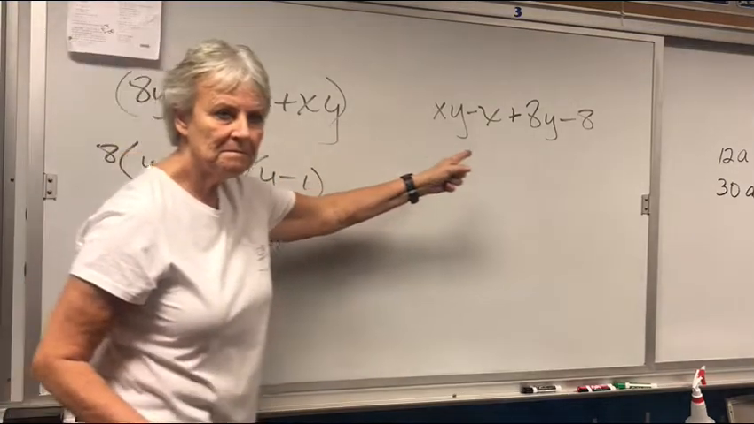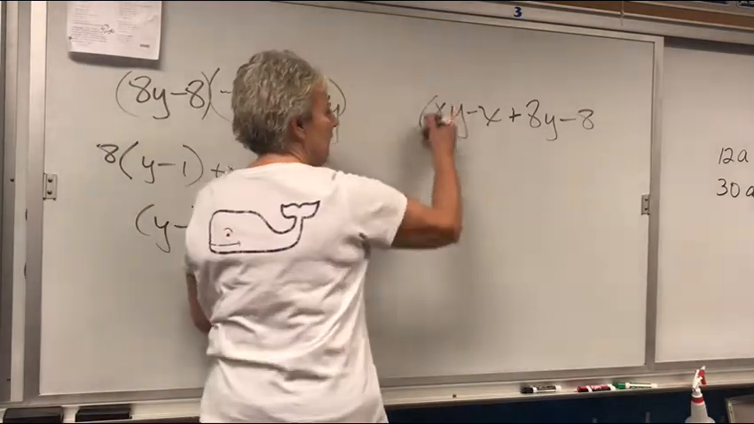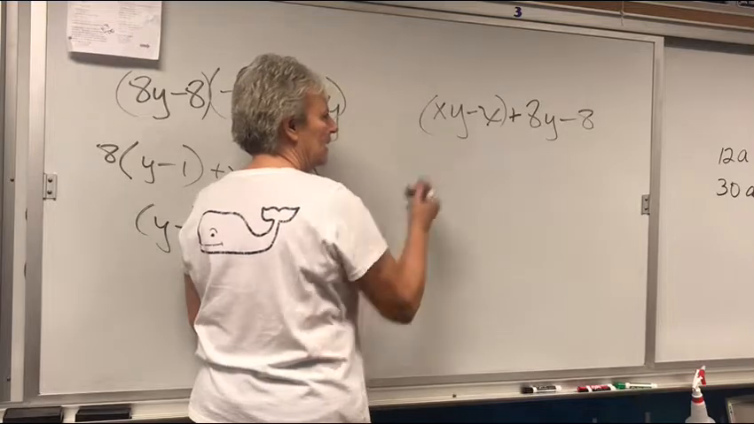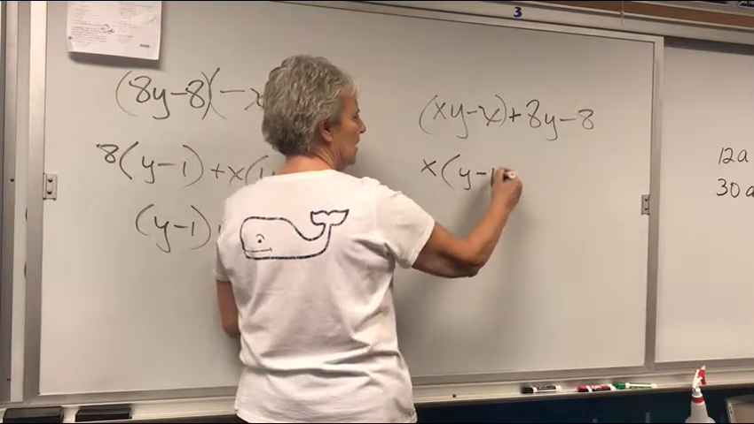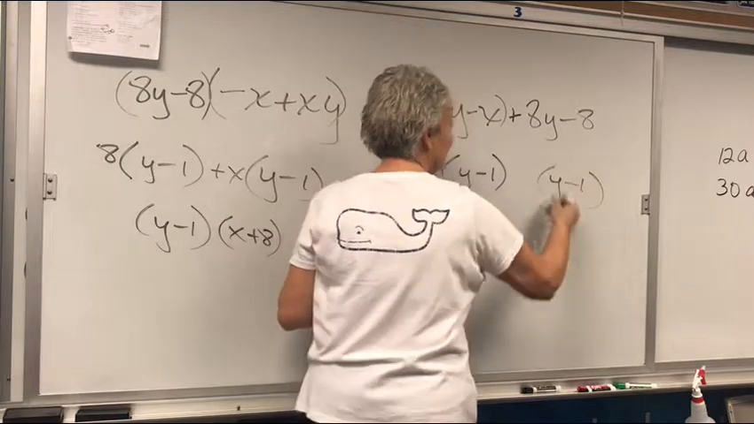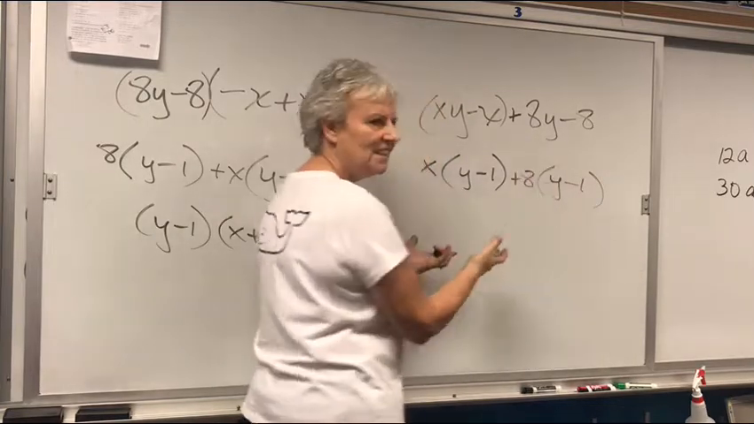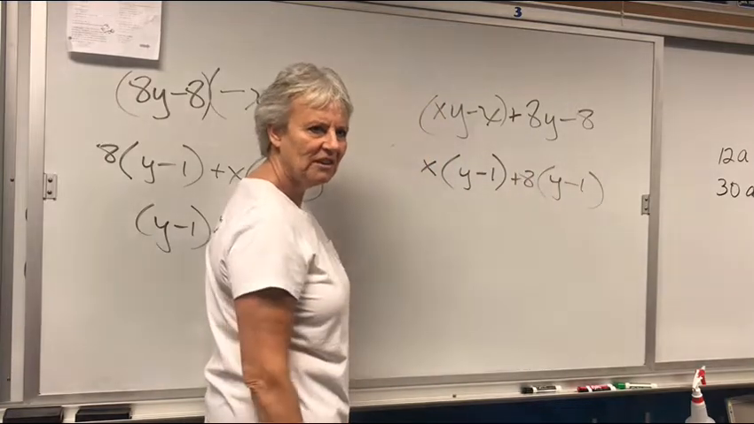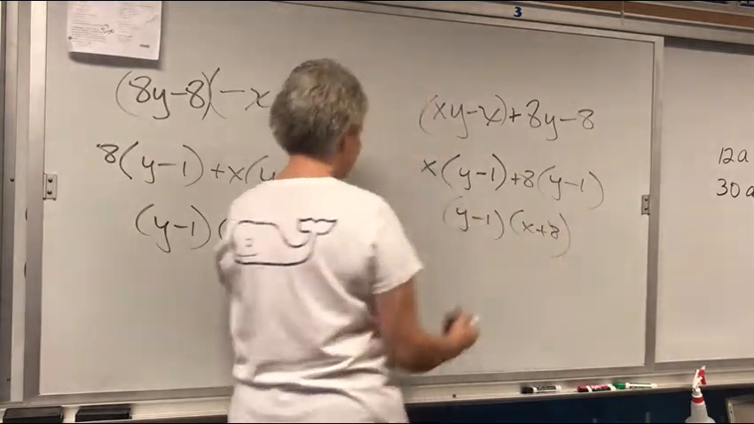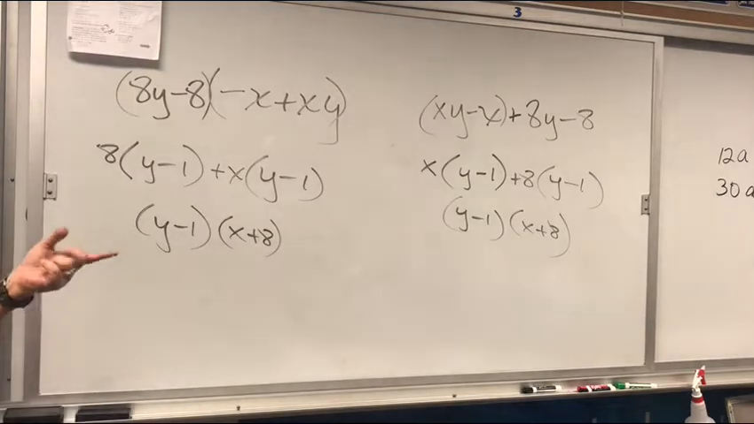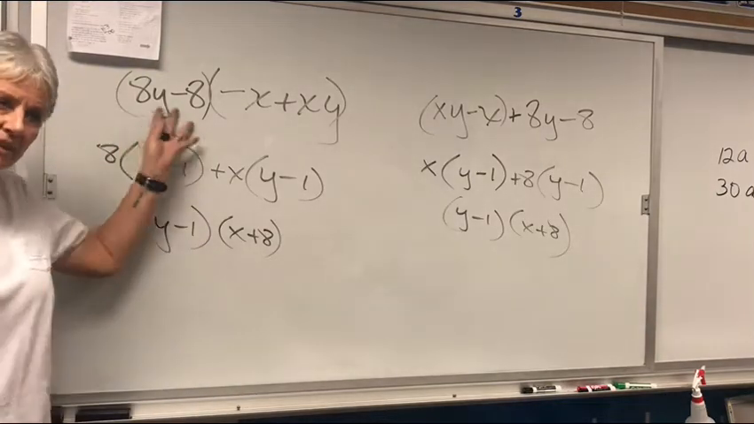Now go here. What's the greatest common factor? X. Y minus 1. Write it again, plus 8. It's just easier if you have them in order. Y minus 1, x plus 8. Same answer if you don't have them in order. Harder when you have them out of order.